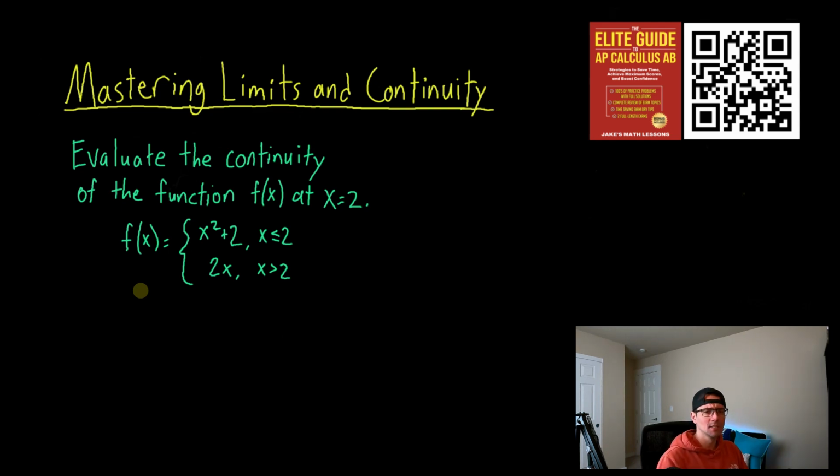Today we're going to continue our discussion of mastering limits and continuity from the Elite Guide to AP Calculus AB. We're going to be going through this problem here. We're going to evaluate the continuity of the function f of x at x equals 2 based on this piecewise function for f of x, where we have x squared plus 2 as our function for x less than or equal to 2, or 2x for x greater than 2.